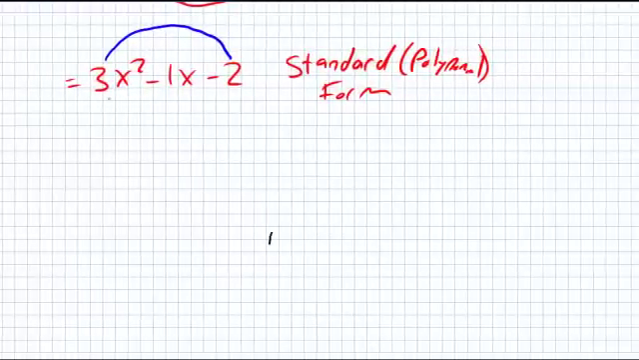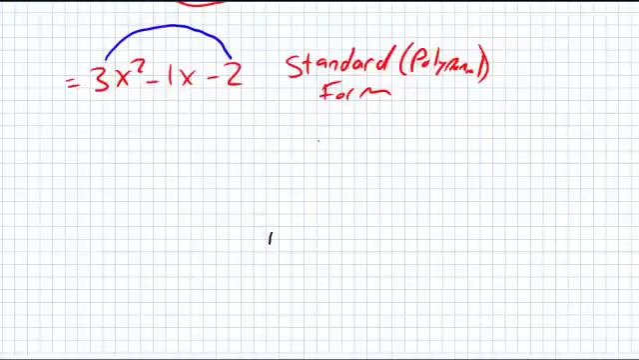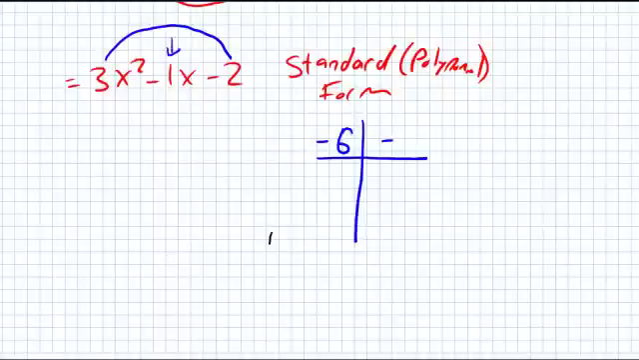3 times negative 2, we multiply the coefficients, it gives me negative 6. I'm going to draw a little t-bar, and then what goes on the other side of the t-bar is my b value, negative 1. And then I'm going to play a game. This game I play is I'm going to find two numbers that when I multiply them equals negative 6, and the same numbers when I add them, it's going to be negative 1. So let's try to figure out what those numbers are.